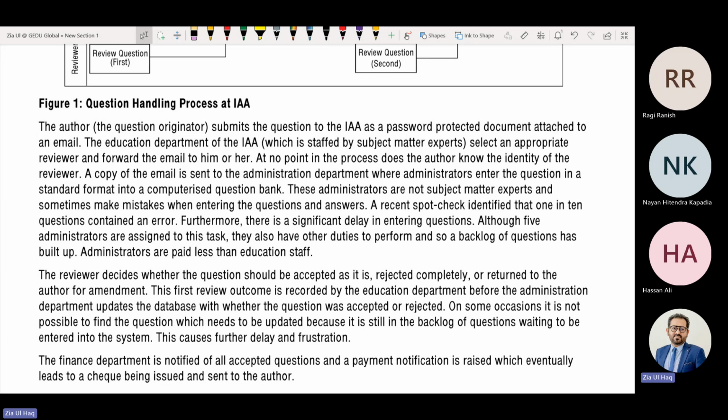A copy of the email is sent to the administration department, where administrators enter the question in a standard format into a computerized question bank.